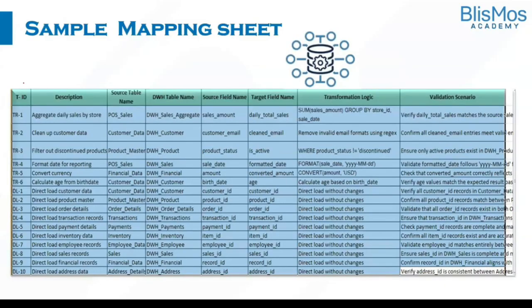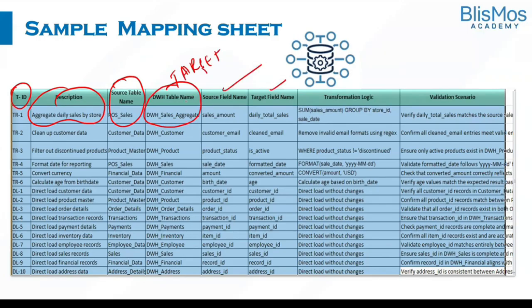As I said, transformation ID, description. What are you trying to do? What is the name of the source table? What is the name of the target table? This is the target here. And source field name, target field name. The source field name is from the source table. The target field name is from the target table. What is the transformation logic and what is the validation scenario?